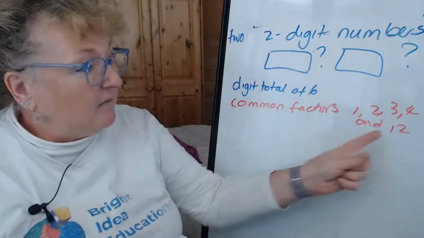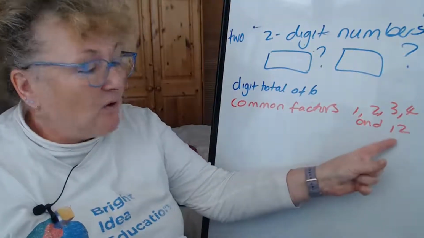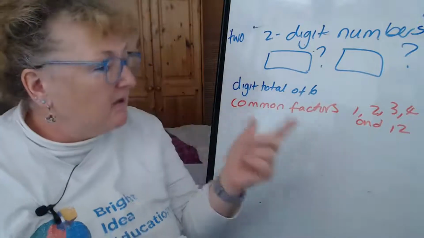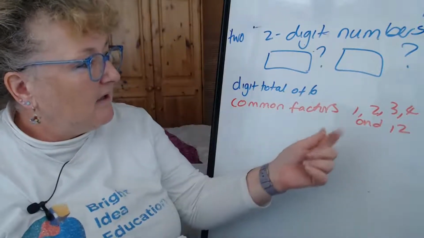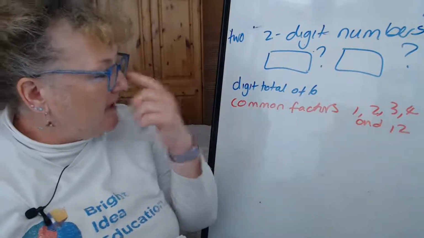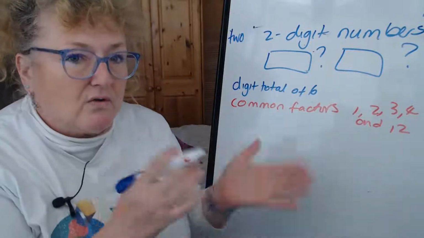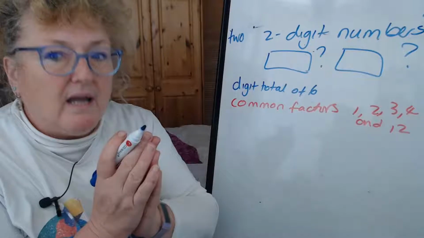I would think to myself, well, let's look at the biggest factor, 12. If they've all got 12 in them, let's look at 12. And I would go through the 12 times table. So 12, okay, that's a factor, but the 2 digits don't add up to 6. 24. Oh, 2 and 6. Oh, okay, that one does.